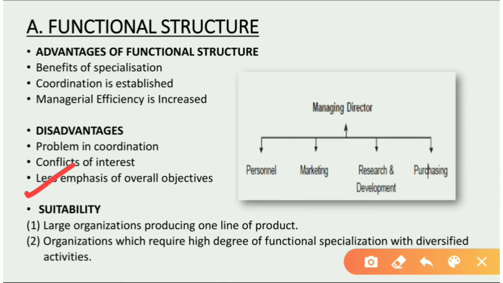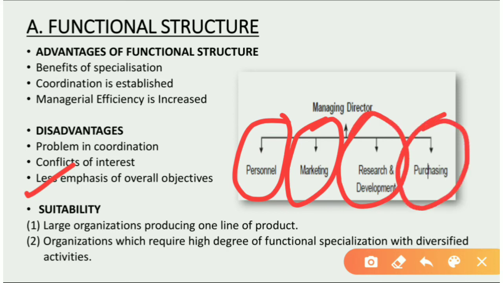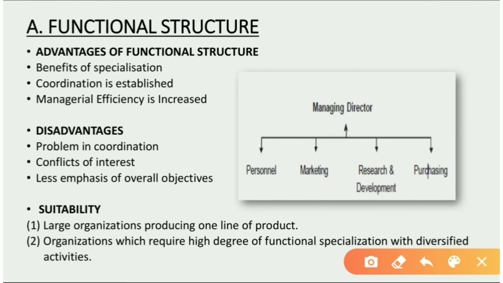Less emphasis on overall objective. As I told you, all the departments are focusing on developing their department, making the profit of their department. So they forget that they have to work together and fulfill the objectives of the organization. They can think about their department also, but all together they have to think for the organization to achieve the organizational goal, right? Sometimes they forget the overall objectives and focus much on their department itself. So this is a disadvantage for the business.